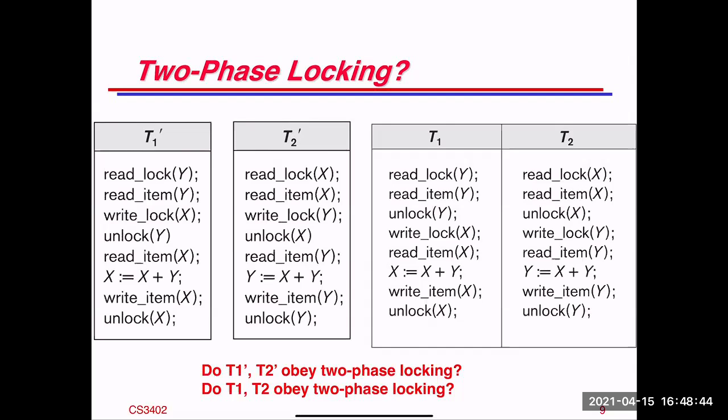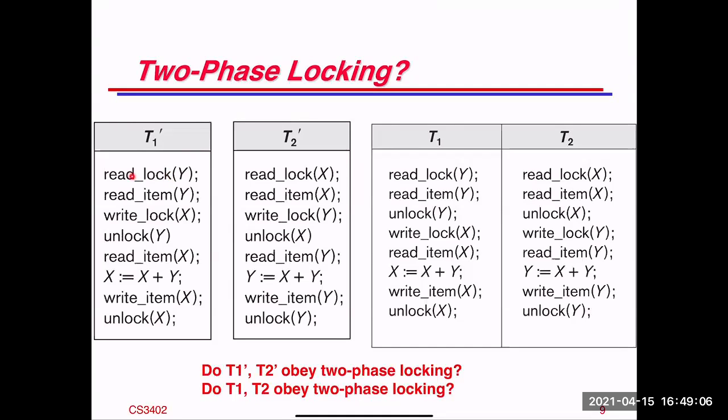All right, we have an even split here for these two transactions, T1 and T2. And most of you think that T1 dash and T2 dash adhere to two-phase locking. So let's take a look and see if there are any problems.